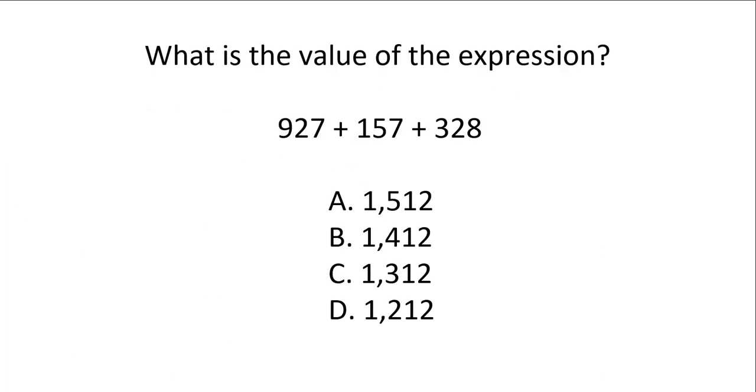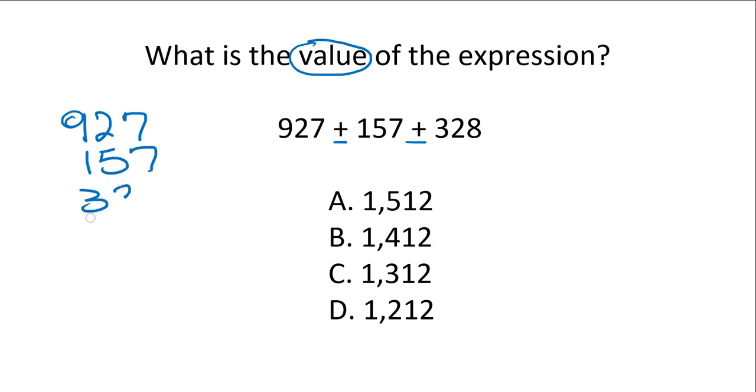What is the value of the expression? Again, value is what is it worth? What do you get when you add these numbers together? So let's do it first, because we wouldn't know which one to pick, whether it's A, B, C, or D, unless we actually add these numbers together. So let's line them up one under the other with the ones under the ones, the tens under the tens, the hundreds under the hundreds, and then we add.